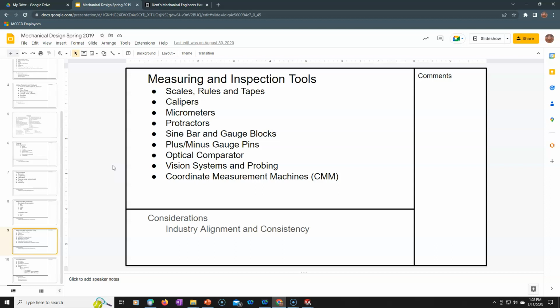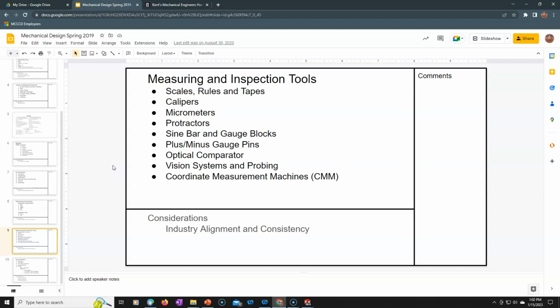Calipers are going to be in the thousandths of an inch, but again, depending on who's using them and the quality of the calipers and the environmental considerations, calipers are well within that plus or minus 5 range. Micrometers then, because of the way that they work, are going to take us into that plus or minus 5/10 of a thousandth, 0.0005.